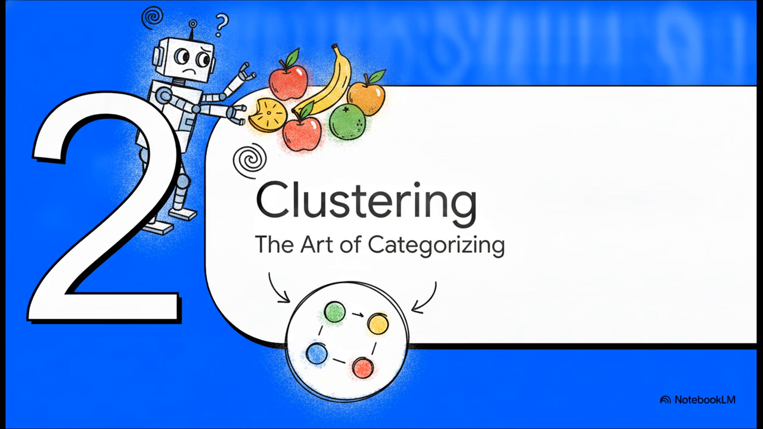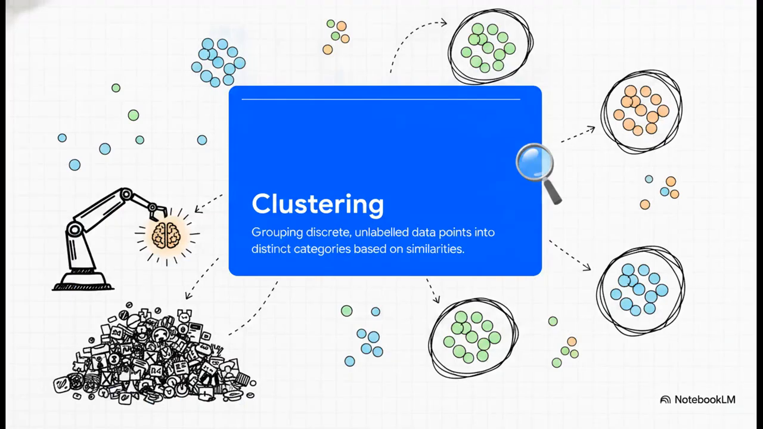So moving right along to Section 2, the art of clustering. To help an unguided, completely in-the-dark robot like the one we just saw, we use clustering. To put it crisply, clustering is the process of grouping discrete, unlabeled data points into distinct categories based purely on their similarities. It is literally the ultimate solution for our unsupervised learning scenario. We just hand the computer a massive, messy pile of unorganized information, and we ask it to find the natural boundaries.